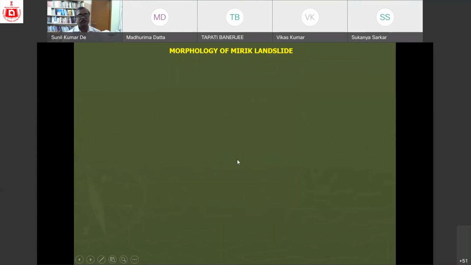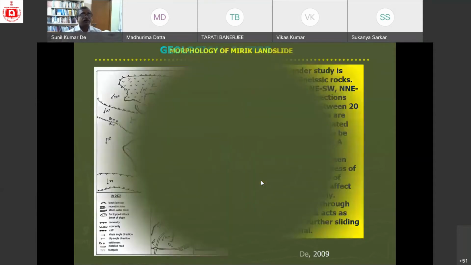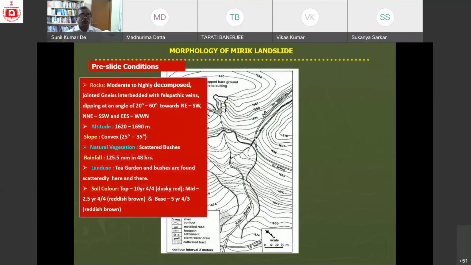I published this in 2001, but this was a 1997 case. Now we need to collect the pre-slide condition, what was there. Many of these things, after the occurrence of the landslide, you cannot go there. But there are several sources of databases and satellite imageries, Google images, all these things we have. From that we can prepare some of the documents. Through local interaction, we can get some database also. So on the basis of this, we'll have to prepare the pre-slide condition.